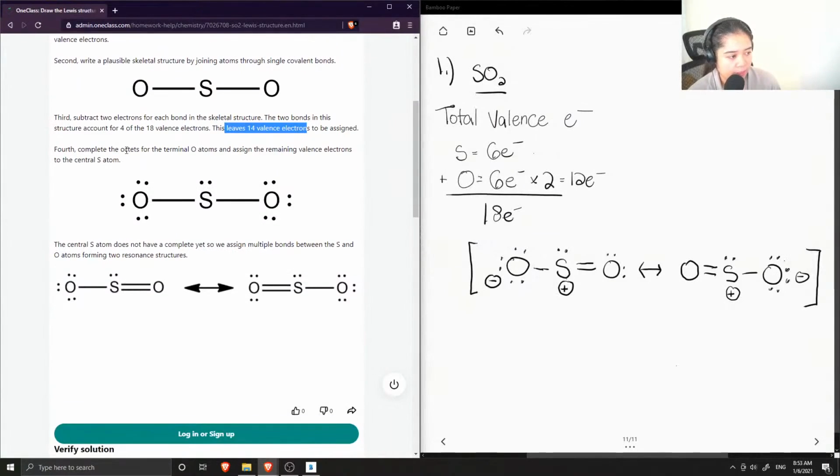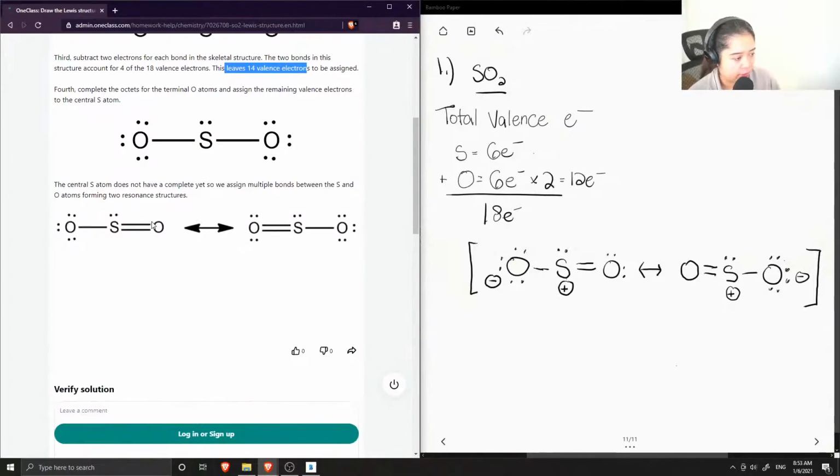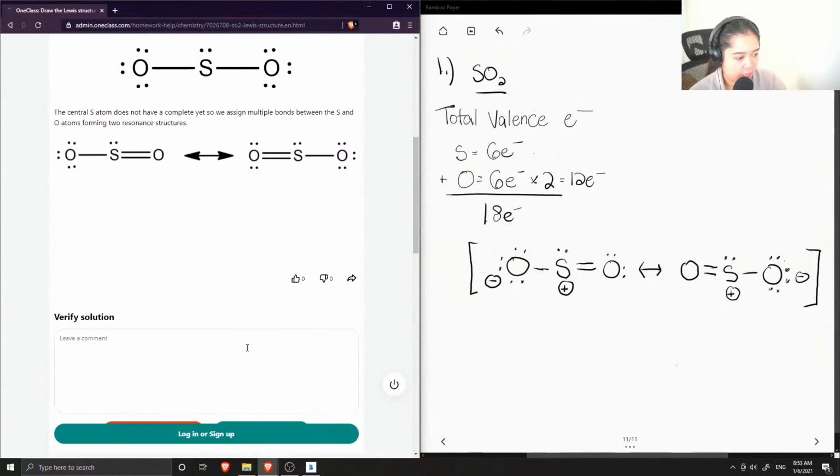Next is to complete the octets for the terminal oxygen atoms and assign the remaining valence electrons to the central sulfur atom. Okay, so they added all the lone pairs and notice that the central sulfur atom does not have a complete octet yet. So we assign multiple bonds between the sulfur and oxygen, forming 2 resonance structures. Yep, so this solution is correct.